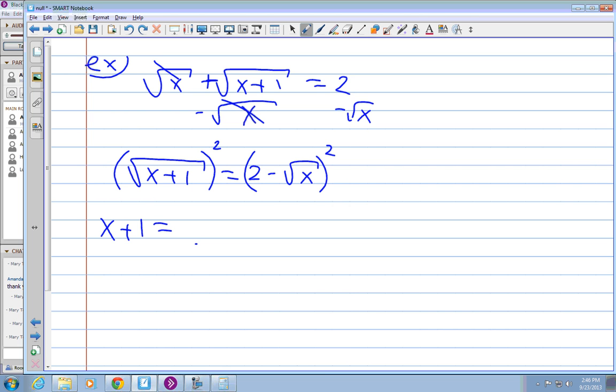while the right-hand side, and this is why we have to isolate, you have to square the first, which is 4, but then you have to subtract their double product. So they're multiplied together times 2, so that's 4 square roots of x plus x.